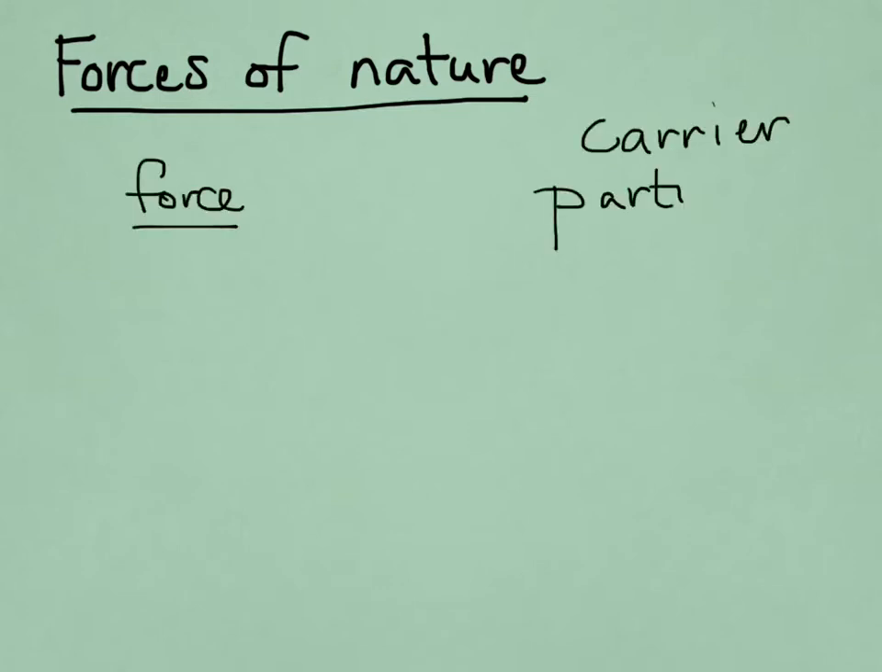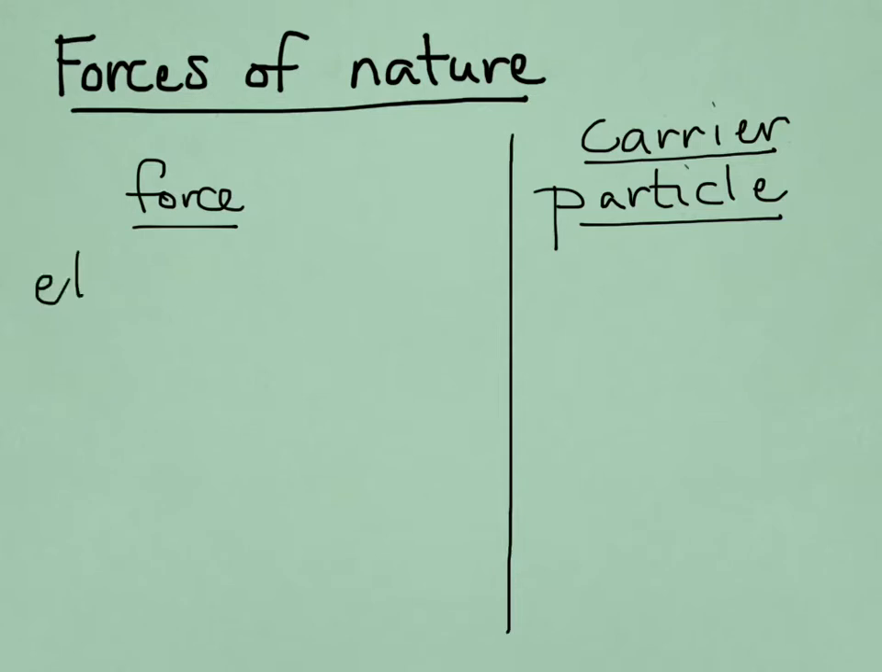So we make them into a table. We have the force in the first column. In the second column, we've got something called the carrier particle. So the idea here is that each force is mediated or made to happen, if you like, by a particle, a virtual particle called a carrier particle.